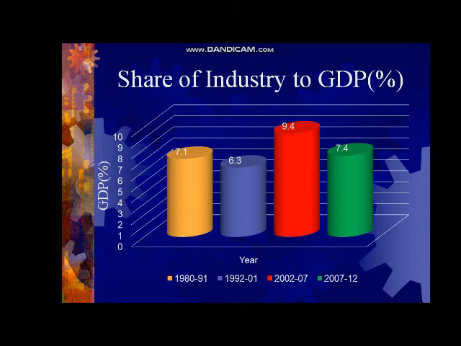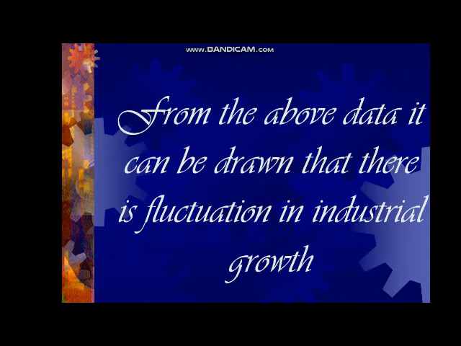From this, we see the characteristic feature that first it is 7.1, it declines to 6.3, it rises to 9.4, and again it declines to 7.4. Here we do not see any stability, so there is fluctuation, and this fluctuating nature of the data shows the industrial instability in growth. So this is not a good sign. From the above data, it can be concluded that there is fluctuation in industrial growth.